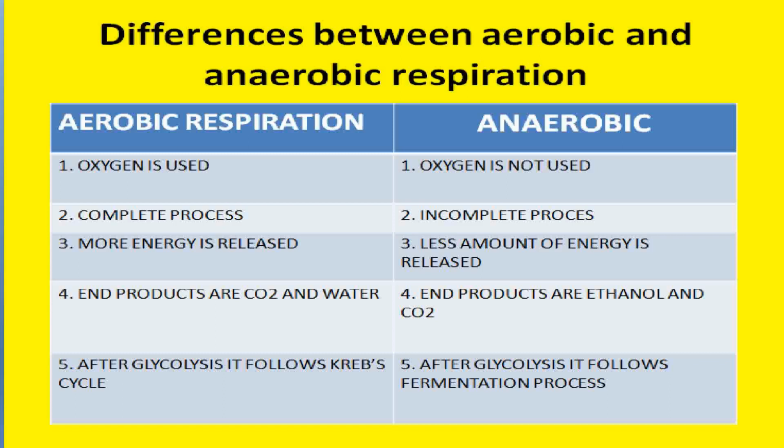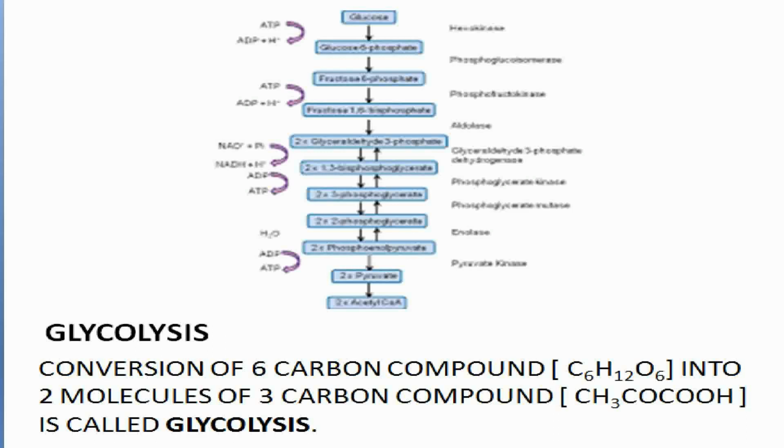As I already told you: oxygen is used, oxygen is not used. Complete process, incomplete process. More energy is released, less energy is released. End products are carbon dioxide and water; end products are ethanol and carbon dioxide. After glycolysis, if it follows the Krebs cycle, we call it aerobic respiration. If it follows fermentation, we call it anaerobic respiration.